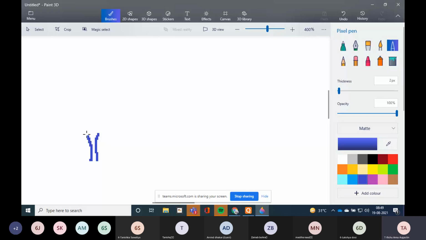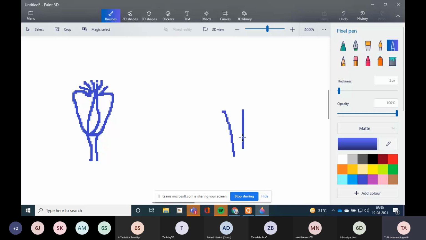Now I am making a flower here. These are some stamens. I'm not making it properly because this cursor is not that clear. So suppose this is a flower, these are the stamens. This is another flower.